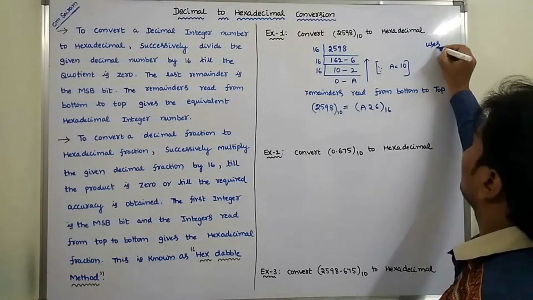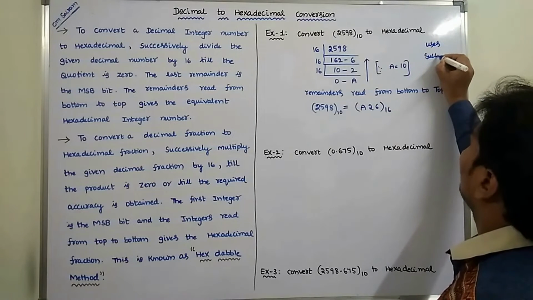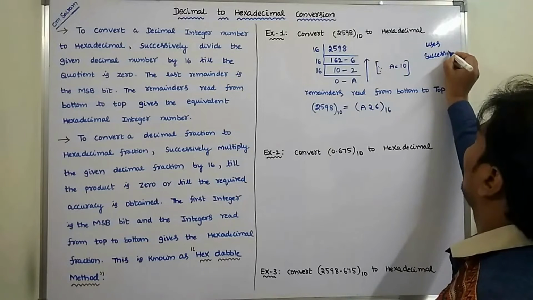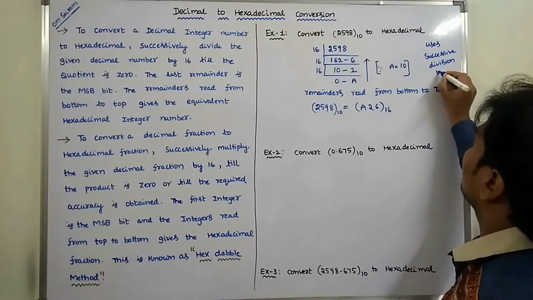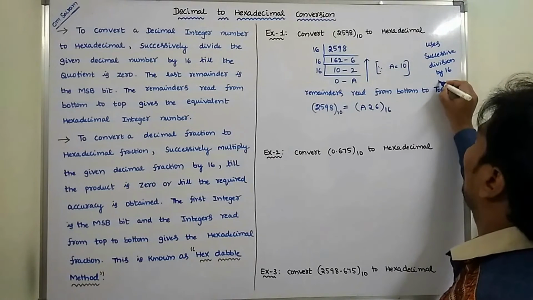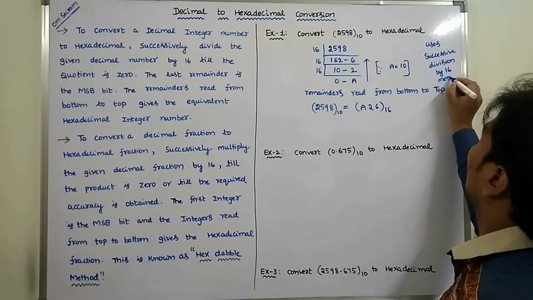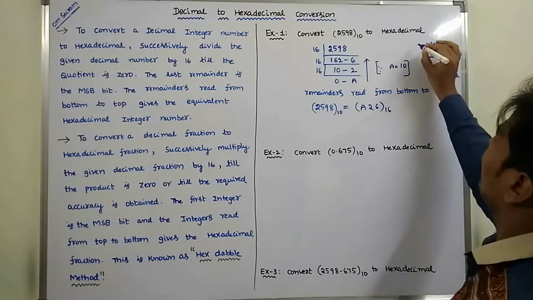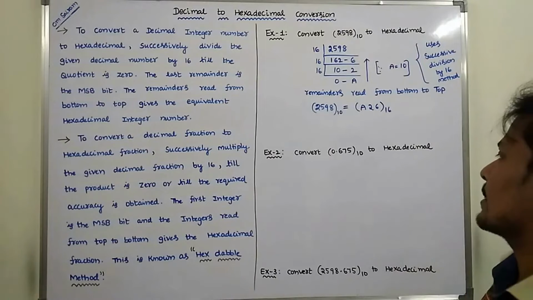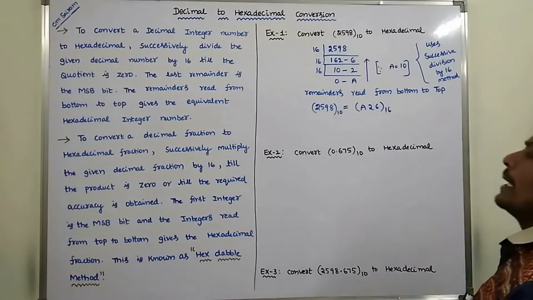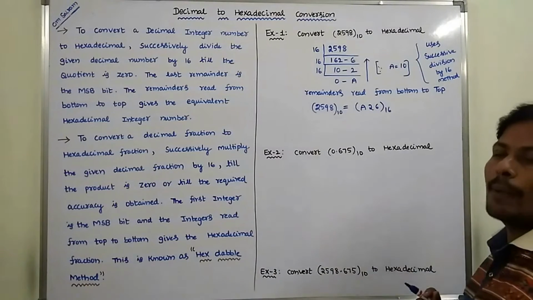So here we use the successive division by 16 method. Okay. Next, we go for the second example.